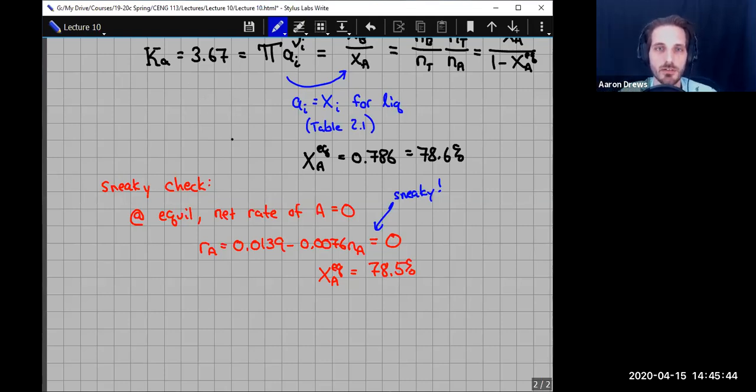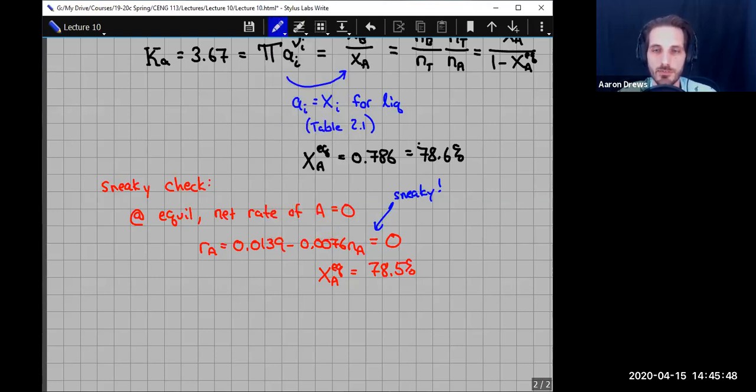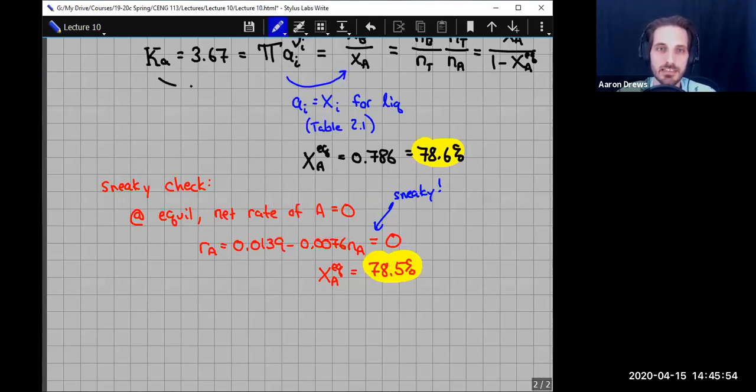So these two are equal to each other because they are equivalent definitions of the same thing, right? At equilibrium, both the net rate is equal to 0 and K sub A is equal to pi A, the product of A. Both of those have to be the same. So this set are equivalent statements of equilibrium.